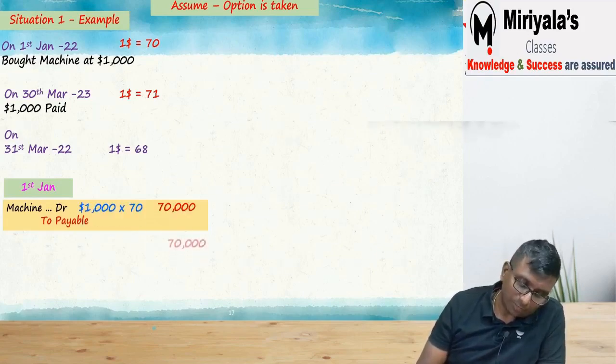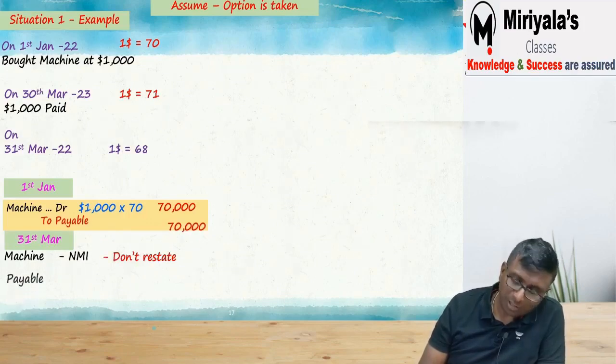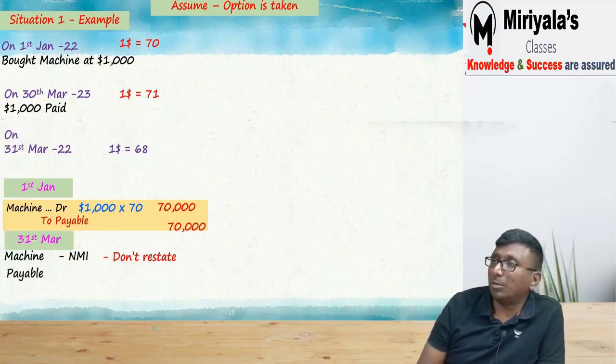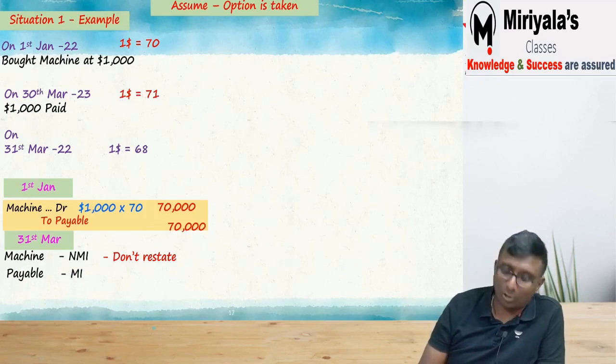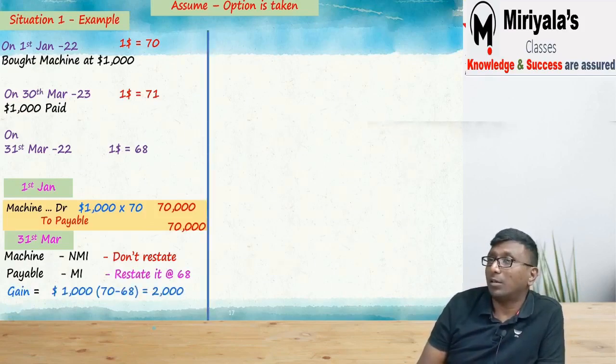That's all. Over. Now, 31st March. Is the machine monetary or non-monetary? Non-monetary. So, do you need to restate? No. Cost model. You don't need to restate. But payable is a monetary item. Are you supposed to restate it? Yes, you should restate it. So, is there a gain or loss? Gain. Correct. Normally, what entry would have been recorded?